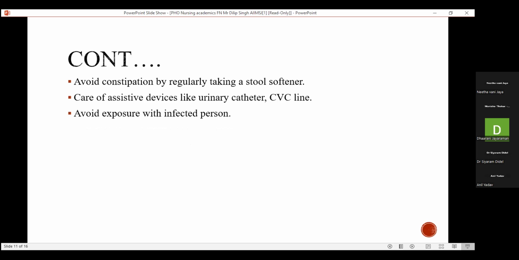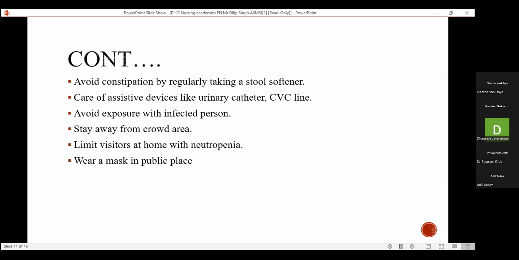Avoid exposure to infected persons. Stay away from crowded areas. Limit visitors at home with a neutropenic patient. Wear a mask in public places.